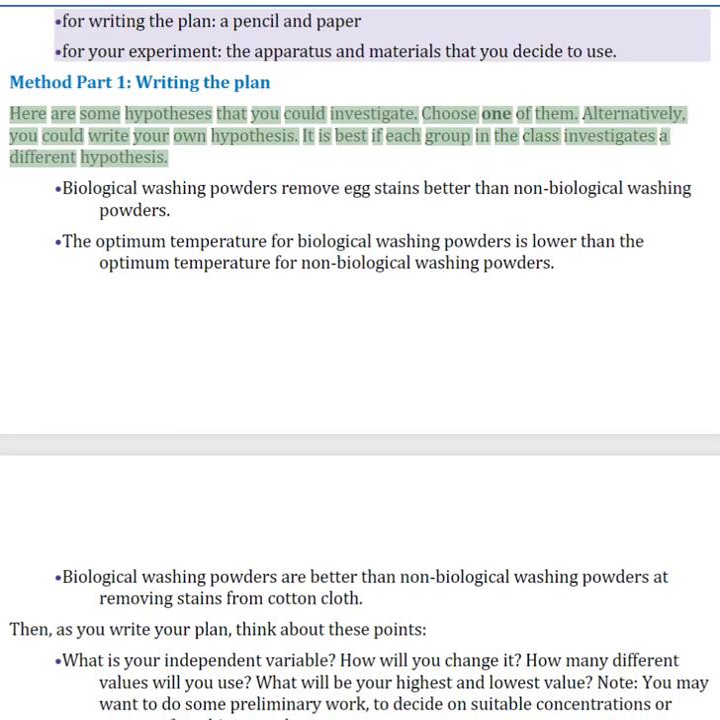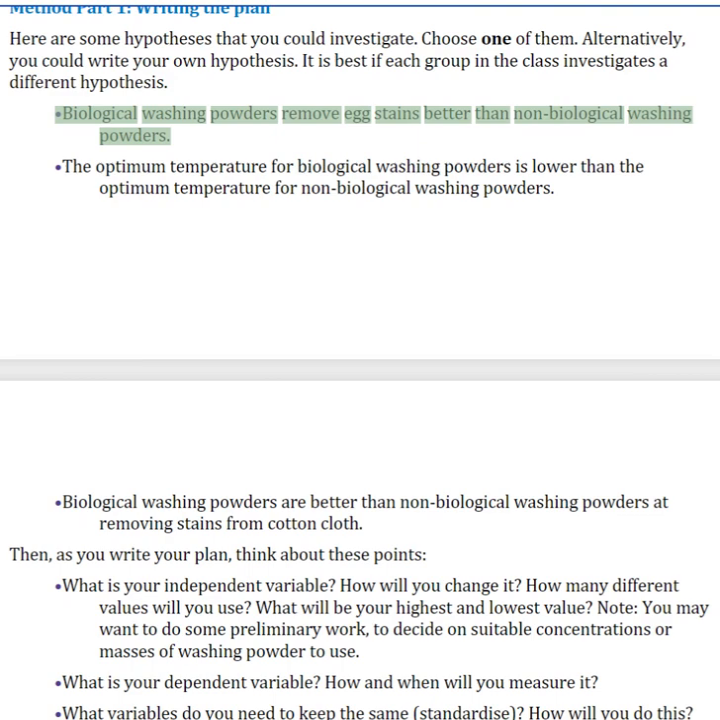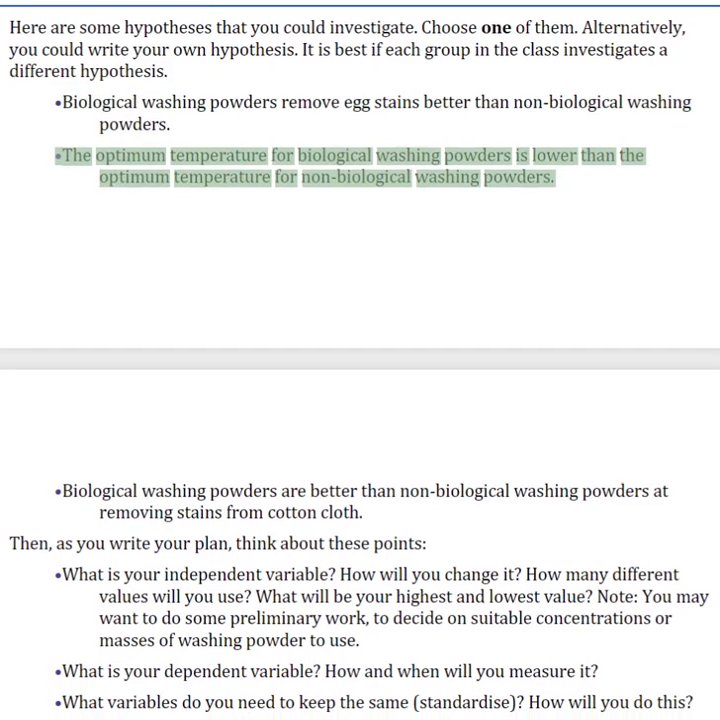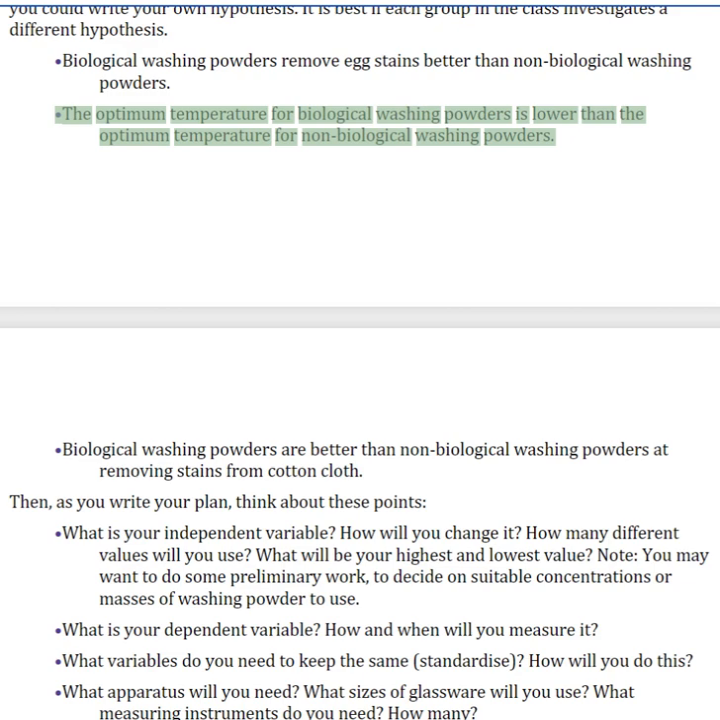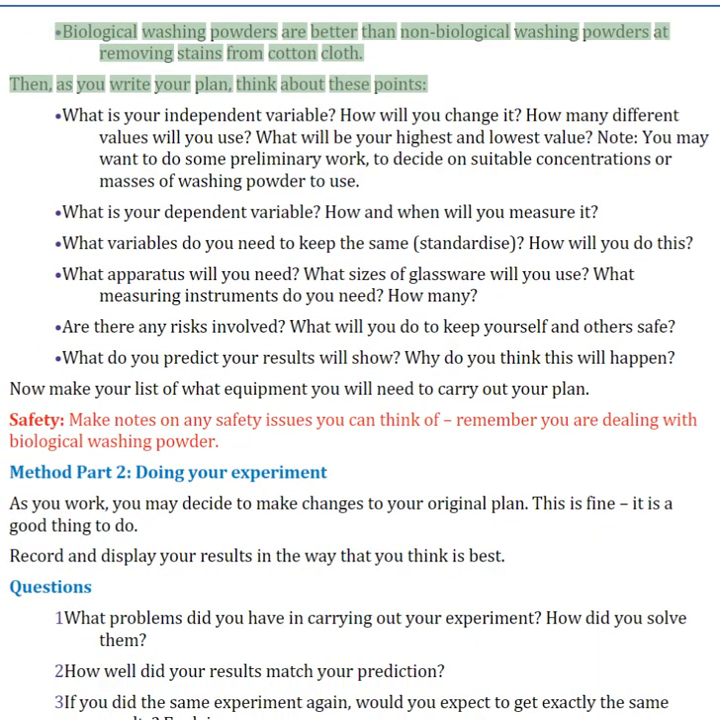Here are some hypotheses that you could investigate. Choose one of them. Alternatively, you could write your own hypothesis. It is best if each group in the class investigates a different hypothesis. Biological washing powders remove egg stains better than non-biological washing powders. The optimum temperature for biological washing powders is lower than the optimum temperature for non-biological washing powders. Biological washing powders are better than non-biological washing powders at removing stains from cotton cloth.